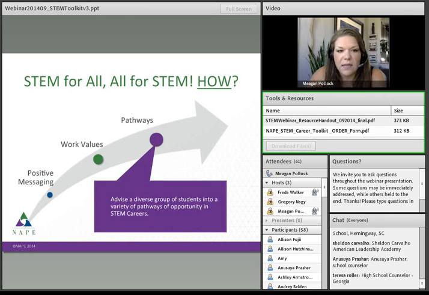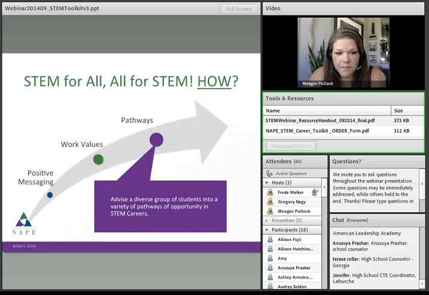And the third thing is pathways. So often we think about STEM equals four-year degree or more. But we're going to talk briefly about the opportunities in STEM that are available to students with certificates or apprenticeship or two-year degrees and the demand for those students as well. And so when we open up the pathways to STEM, it really opens up the opportunity for a diverse group of students to participate in these careers.